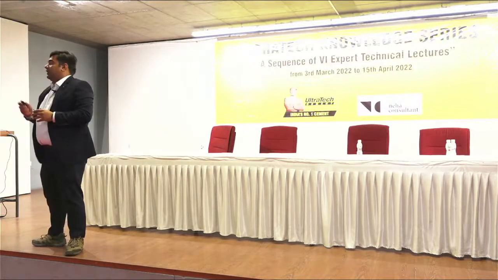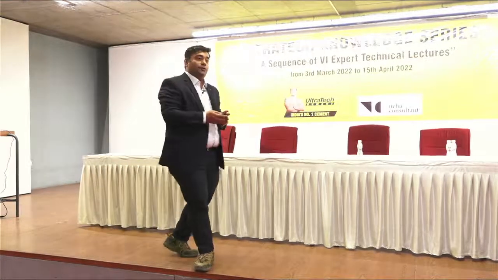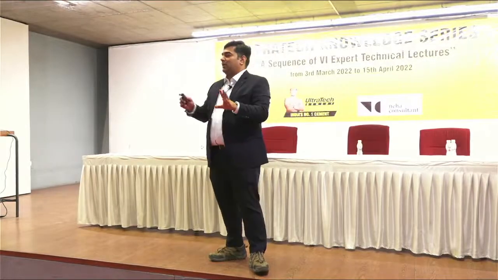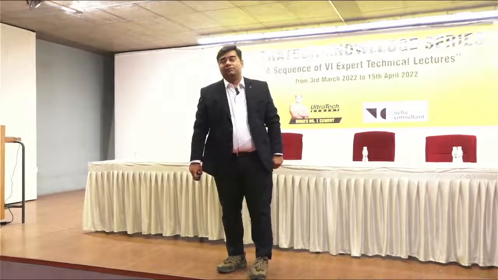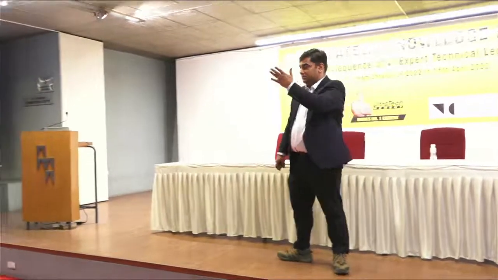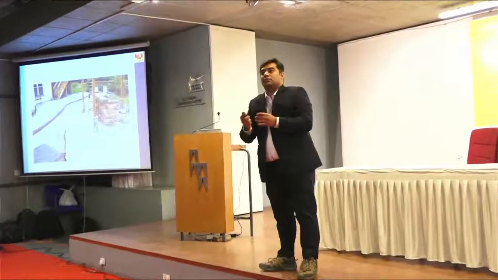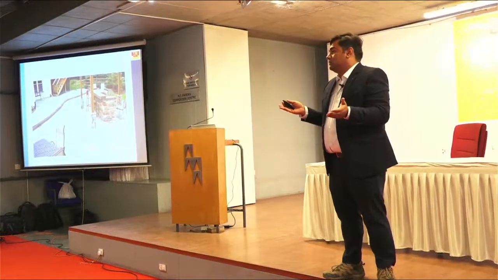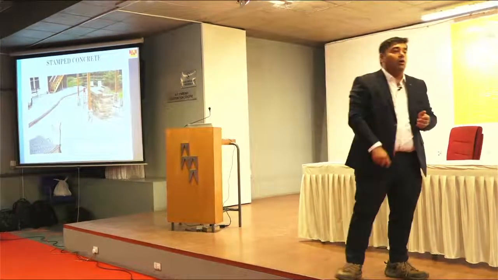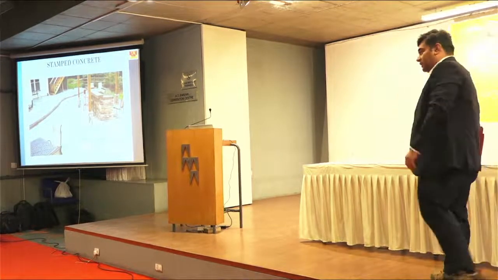So what do you see in this photograph? See, I am a photographer, so I like photographs. What do you see in this photograph? Just tell me, what is the material used for this flooring? Tiles. Anything else? No, my friends, this is stamped concrete. This is a type of value-added concrete. It is called stamped concrete. It is also a part of decorative and colored concrete.